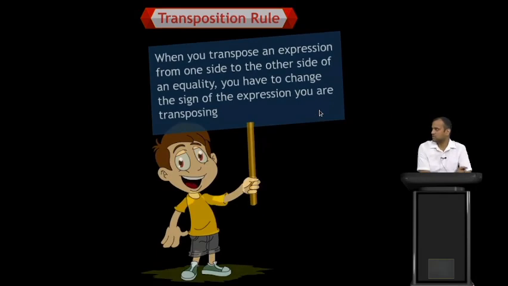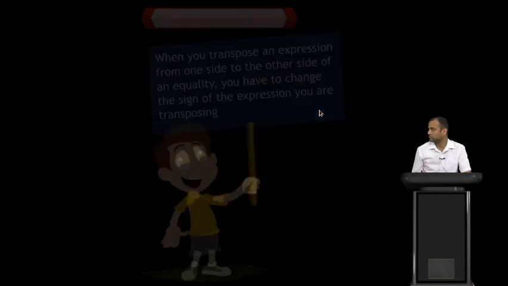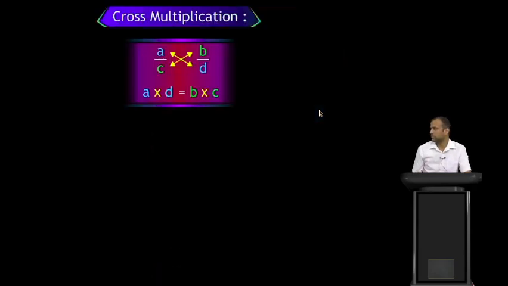Now there is a rule which is called the transposition rule. It is something easier than this method where we add, subtract and so on both sides. When you transpose an expression from one side to the other side of an equality, you have to change the sign of the expression you are transposing. Another method is cross multiplication.